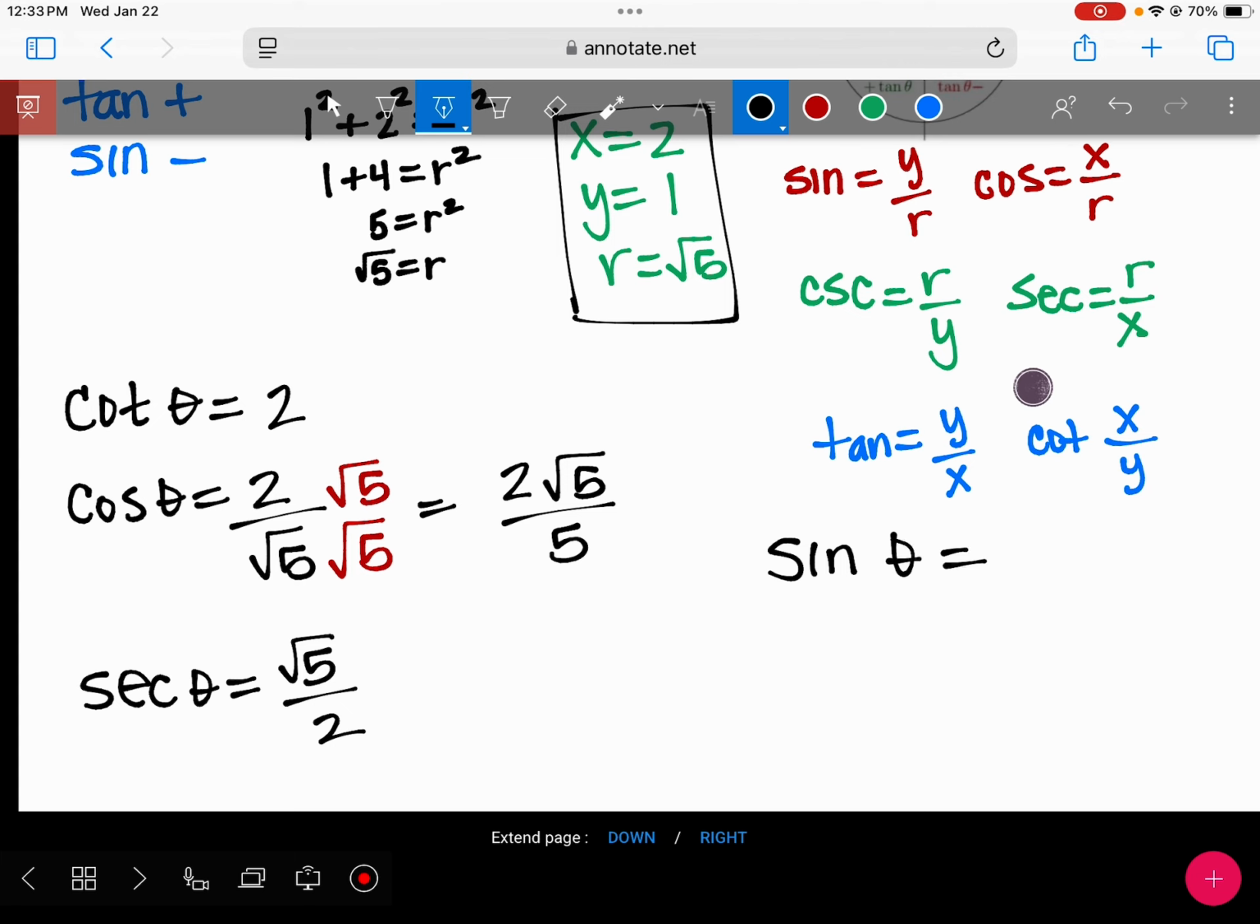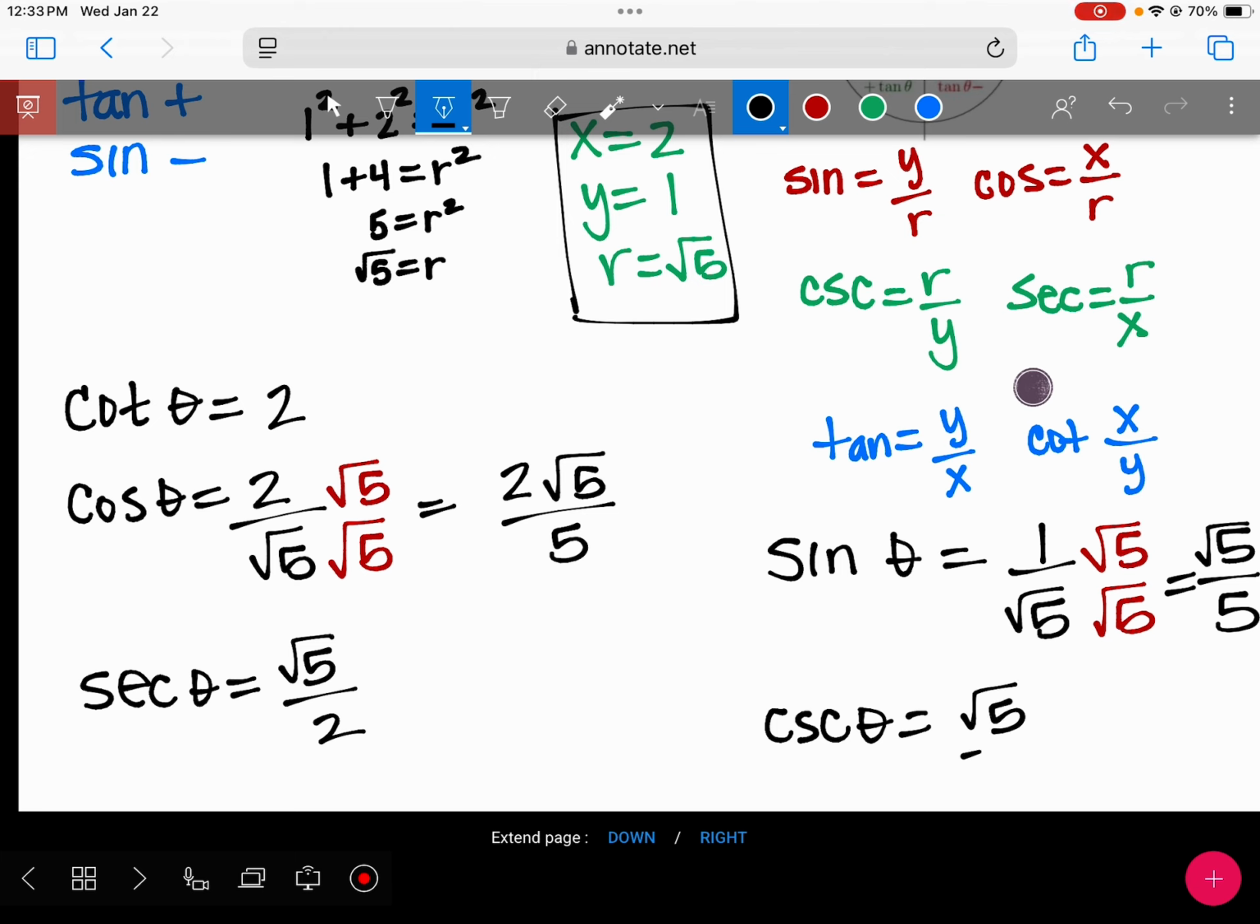Sine is going to be y over r, which would be 1 over root 5. We have to rationalize that, and we get root 5 over 5. And then we know that cosecant, well, that's just root 5 over 1, or just root 5. So now we have the other 5.